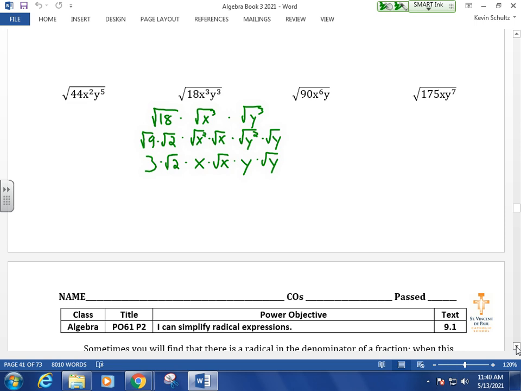So now, what's on the outside of the root? This 3, that x, that y. So we've got 3xy all together. And what's inside the root? 2 root x, root y. Hey, what's the root of 18x cubed y cubed? Oh, it's 3xy root 2xy. What? Okay. There you go.